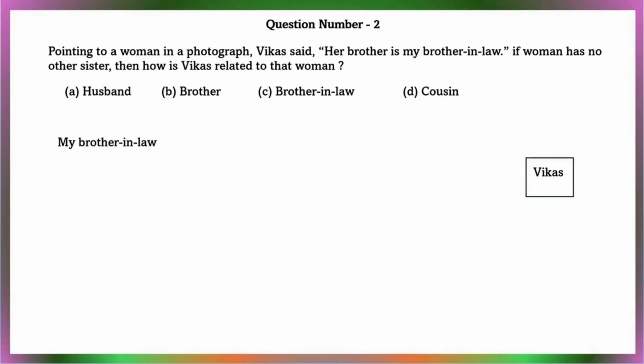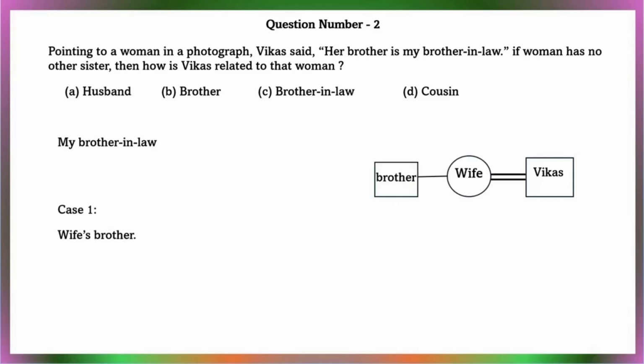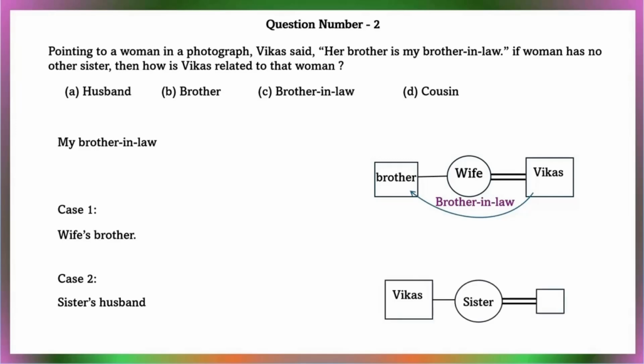The term "my brother-in-law" can have two possible meanings: one, wife's brother, or two, sister's husband. So we will analyze both the cases. Case 1, wife's brother. If the brother-in-law is Vikas's wife's brother, then the woman in the photograph could be his wife. Case 2, sister's husband.